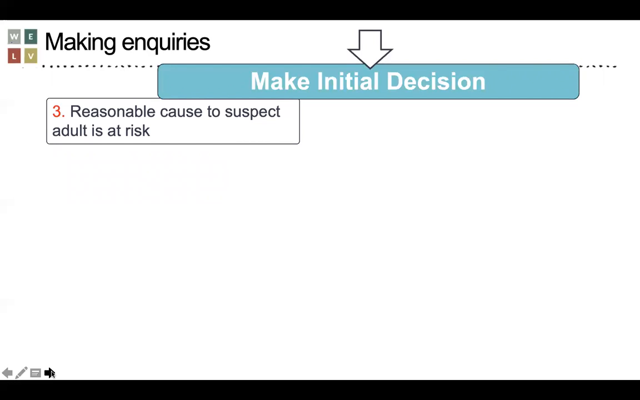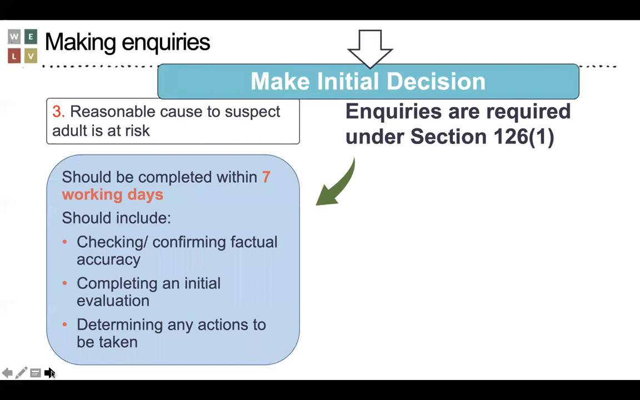So, social services have made their decision that there is reasonable cause to suspect the adult is at risk. It is therefore required to initiate and undertake inquiries under Section 126 of the Social Services and Wellbeing Act. Those inquiries should be completed within 7 working days. And within the procedures, there is the detail that sets out what must be covered and the information that must be gathered as part of those inquiries.